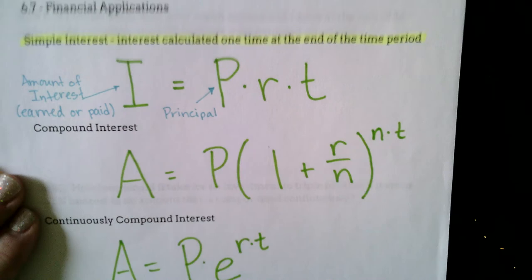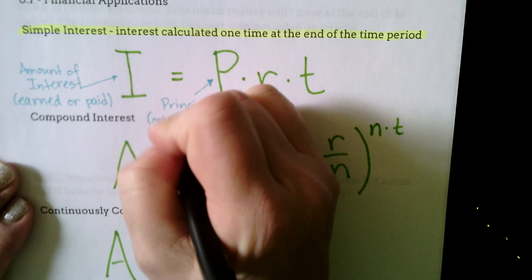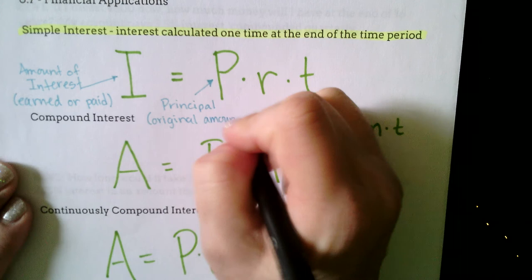So these three here, P is principal, which is the original amount that's either borrowed or lent, or if you have a situation like population growth, that would be the original population.